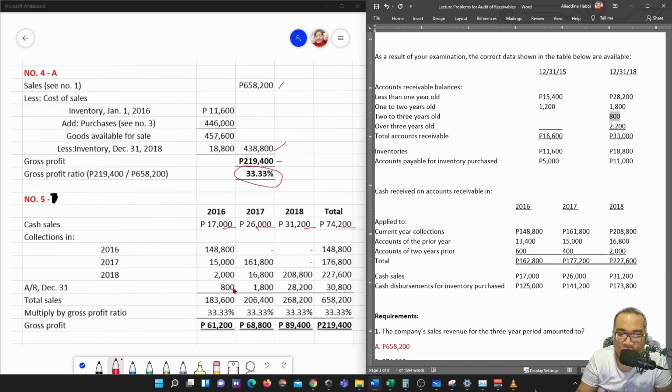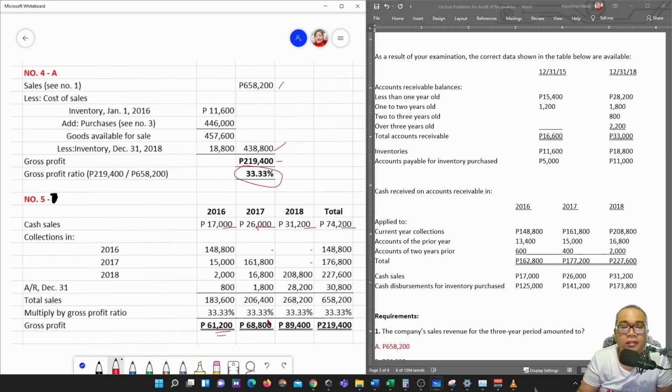Hence, dito, as you can see, 800 kasi dito yan siya galing. Accounts receivable balance from 2018. From 2016. So add mo yan, ang total sales mo, cash sales plus the receivables, kung saan, sa receivables na yan, yung na-collect na is ito, yung natitira na lang is yung 800. Ito yung total sales mo. Multiply mo ng gross profit rate. Since yung gross profit rate for the 3 years, pare-pareho lang, 61,200 ang gross profit mo for 2016.